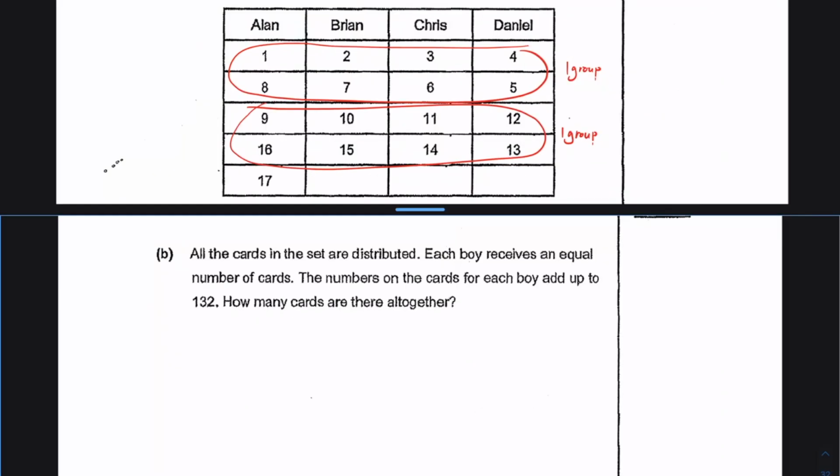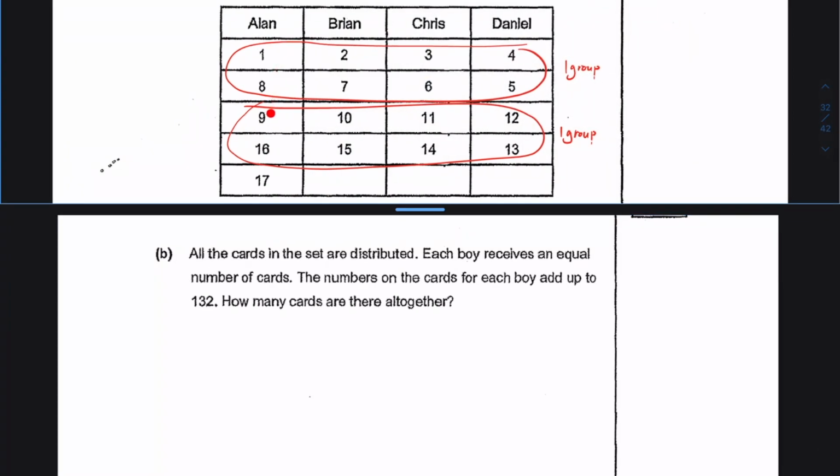Next question. All the cards in the set are distributed. Each boy receives an equal number of cards. So this basically shows Alan having 1, 2, 3, 4, 5 cards. In the end, each boy receives an equal number of cards, so this must be the same number of cards. If it's 5 here, it must be 5, 5, 5.